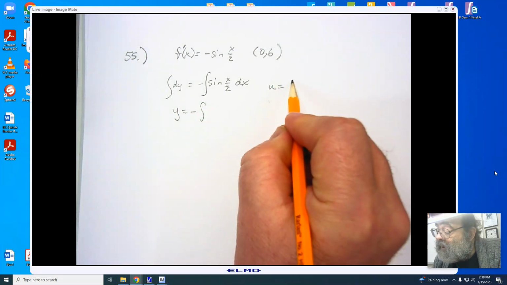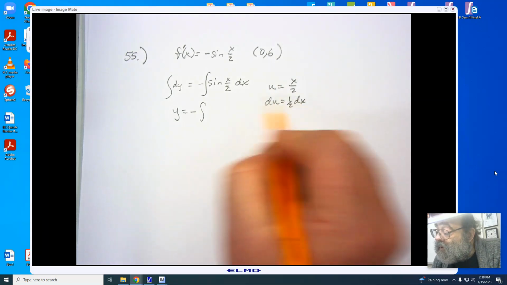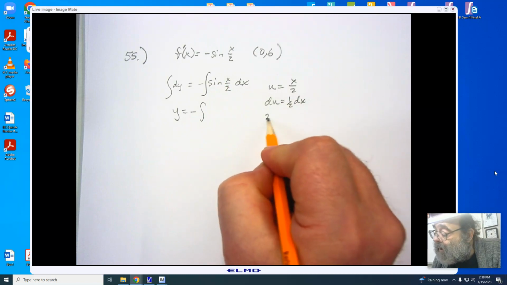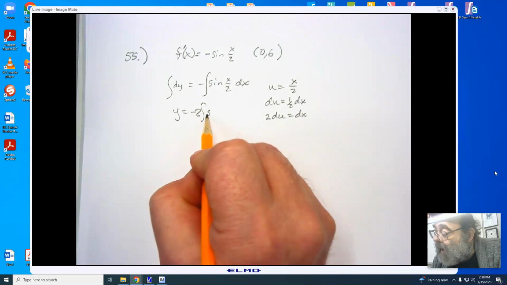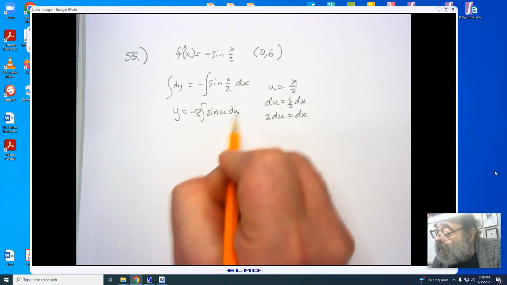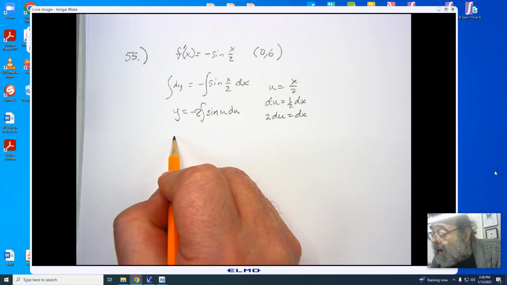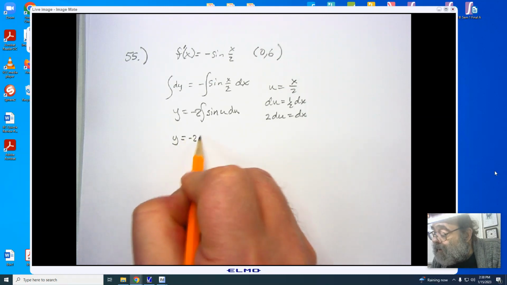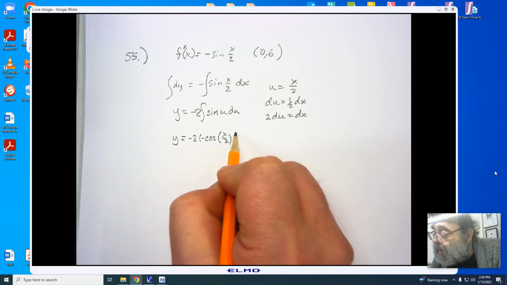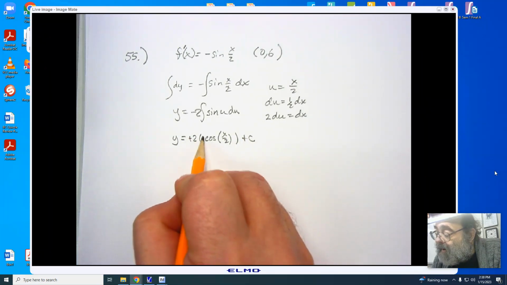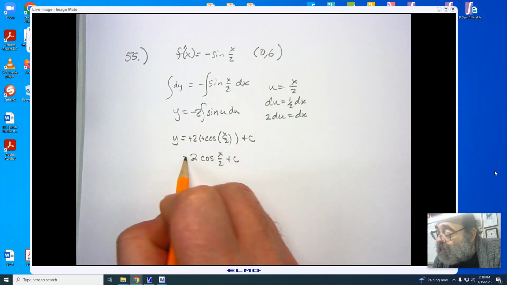If u equals x over 2, du is 1/2 dx. We do not see a 2 or 1/2, so I'm going to put 2 du equals the dx, and a 2 now goes in front. I have sine of u du, and we know that this is going to be a negative cosine. Therefore, I have y equals negative 2 negative cosine of my u, which is x over 2, plus c. Double negative, I'm getting 2 cosine x over 2 plus c equals y.